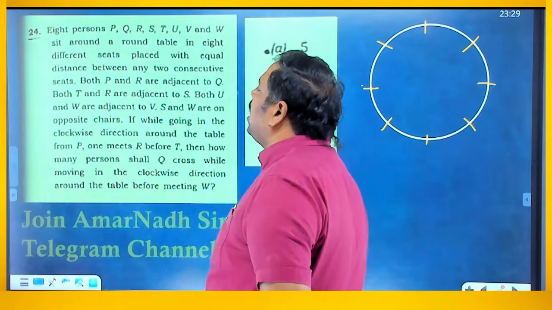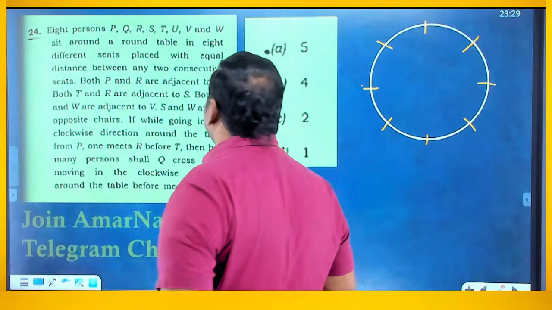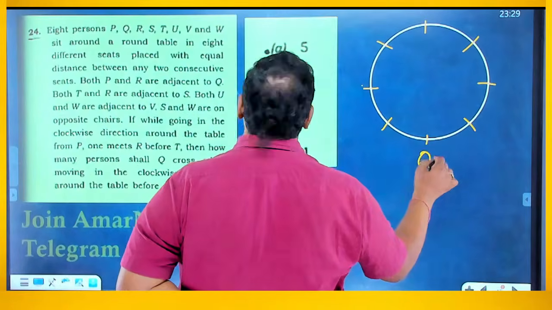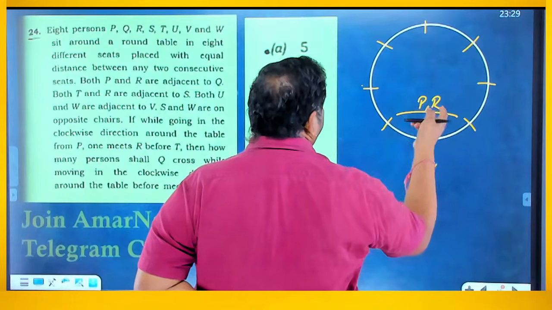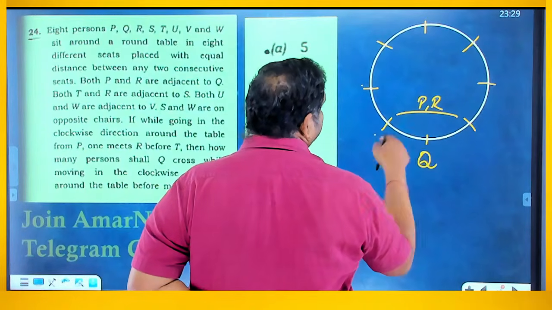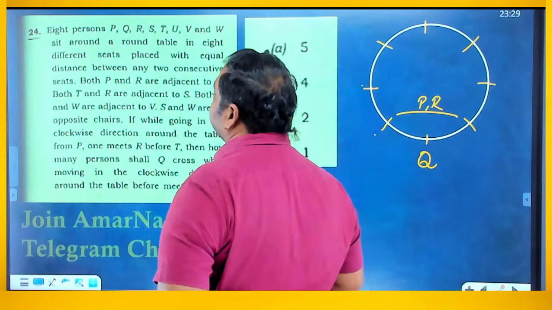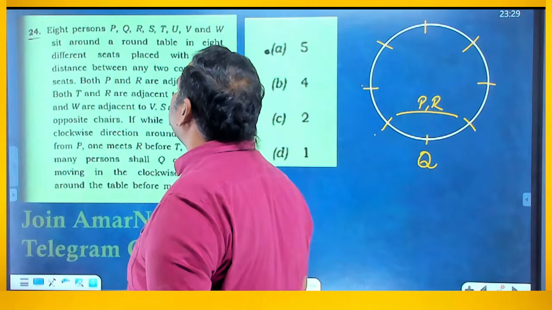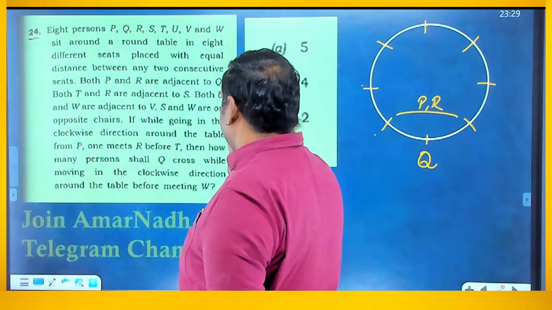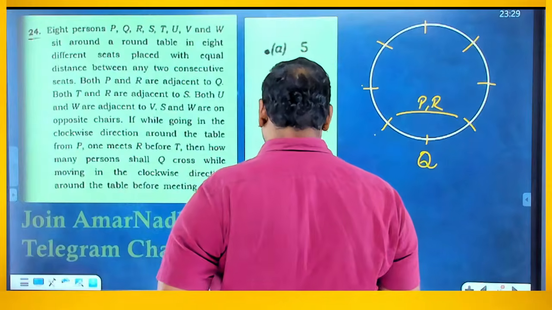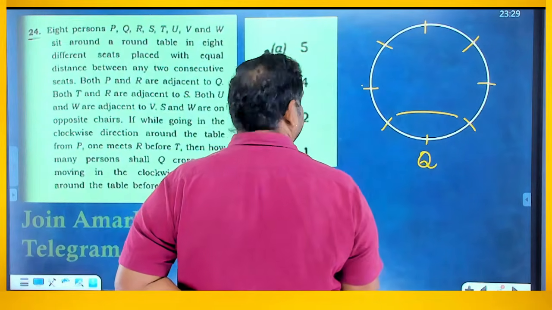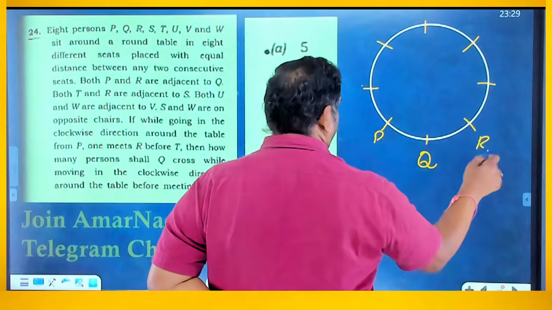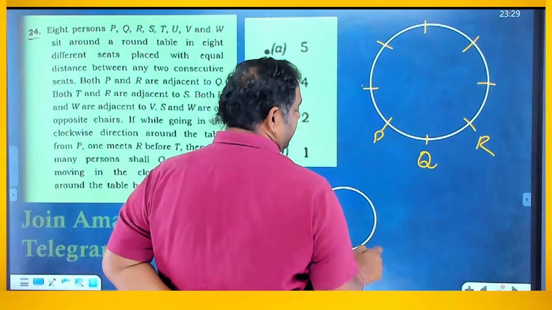Now both P and R are adjacent to Q. For Q, P and R are adjacent. These two places are occupied by P and R. But I'm unable to say that this is P, this is R, or this is R, that is P. That's why I'm waiting. Both T and R are adjacent to S. Again, R is there. That's why what I'm doing is, I'm splitting it into cases: first case, this is P, this is R. Okay, I'm going with the second case.